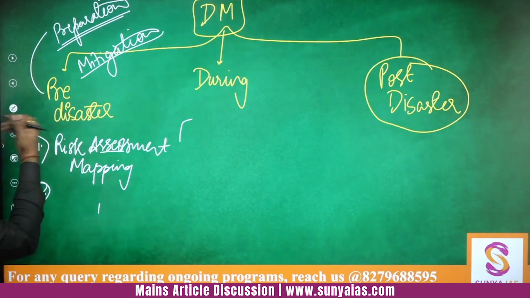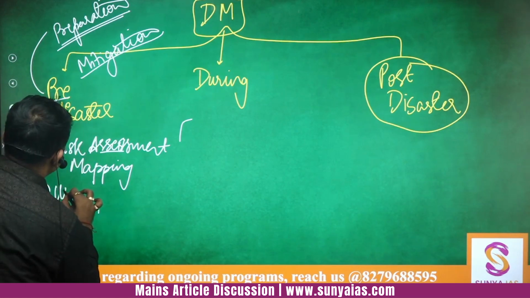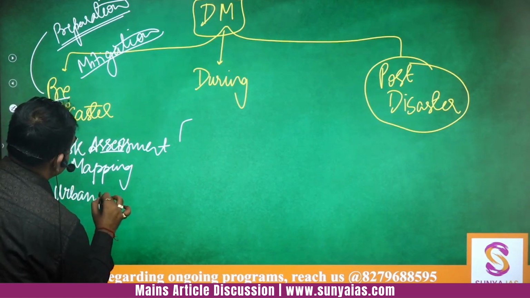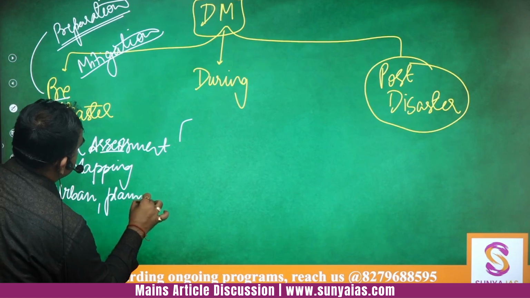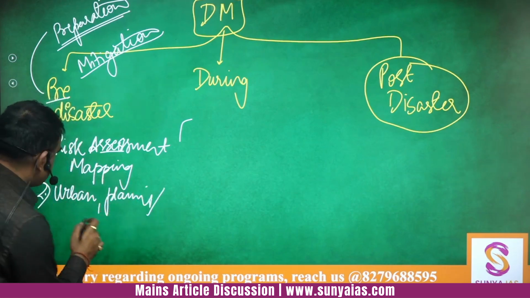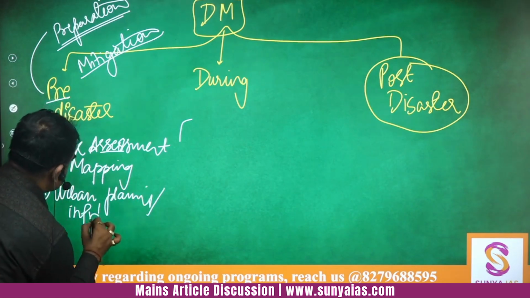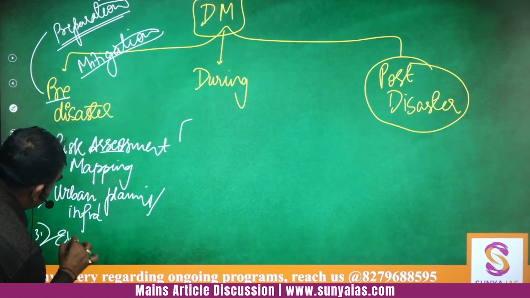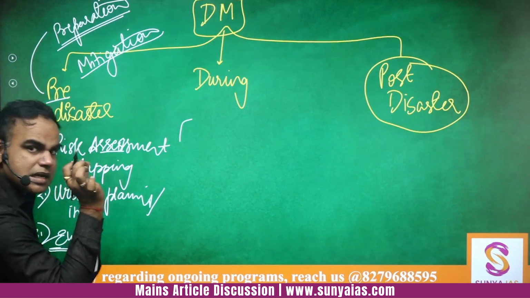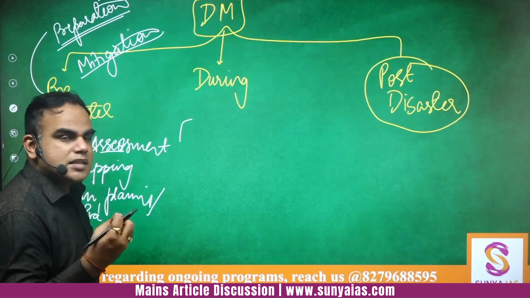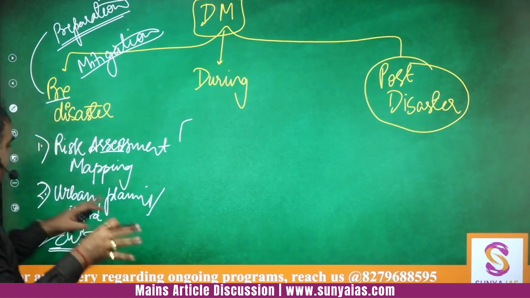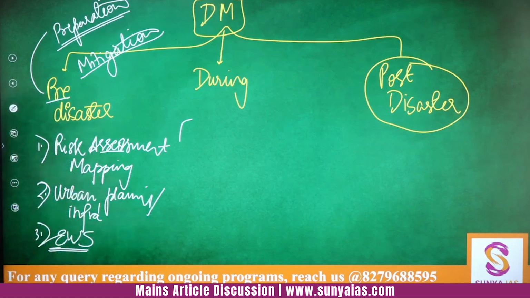Then, because this is pre, you can talk about, let's say, urban planning. Here you can do it. We can even integrate infrastructure development and management. We can talk about EWS, which is very important. Early warning systems. Early warning systems, how can they be made better when you integrate remote sensing into it? Okay, so this will become very important.